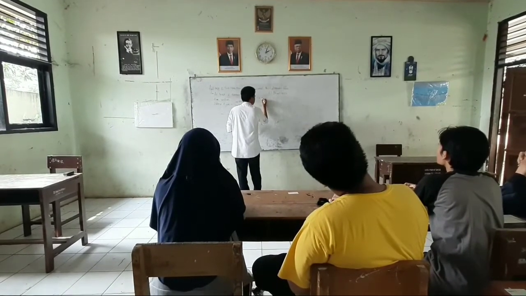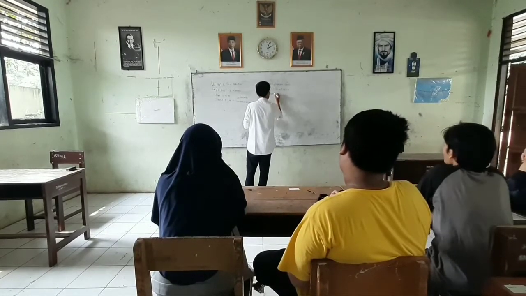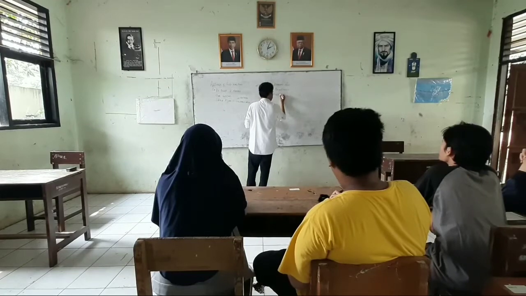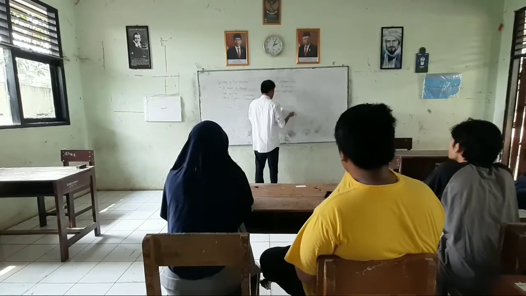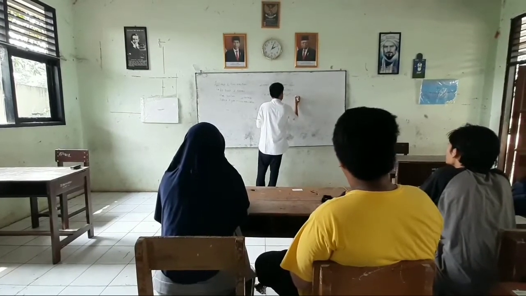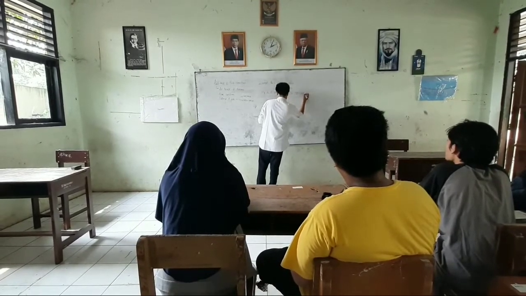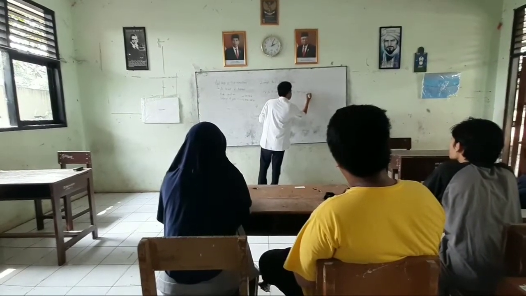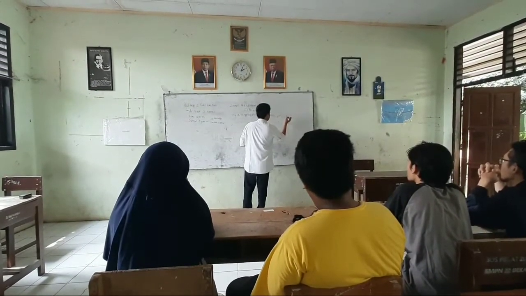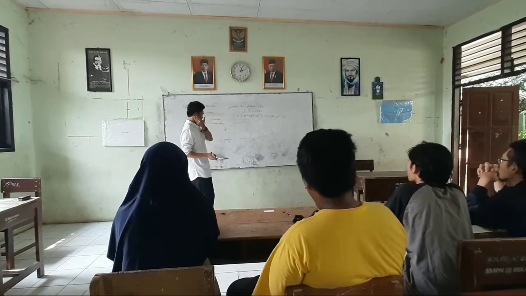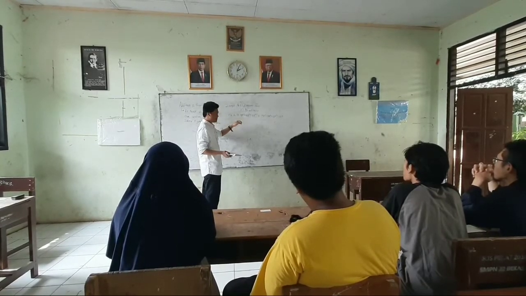Example for number 1, we have 4p, 4, 5, 4p, plus. So in this method, the first thing you have to do is write down the variable.